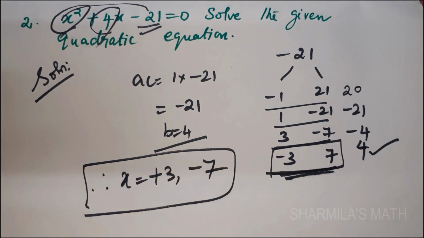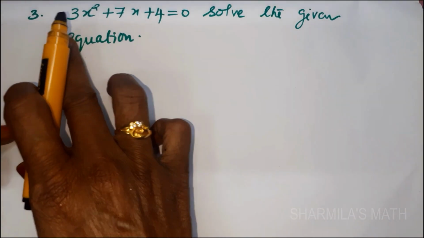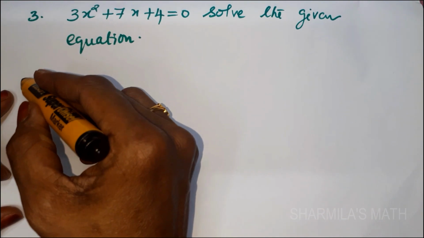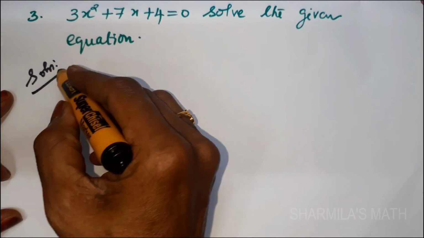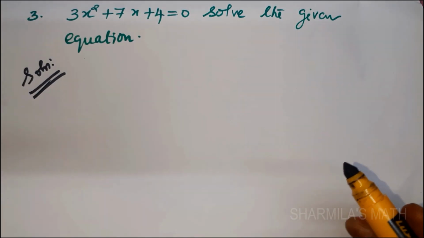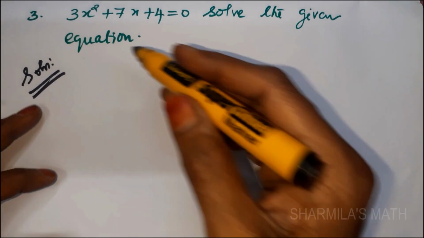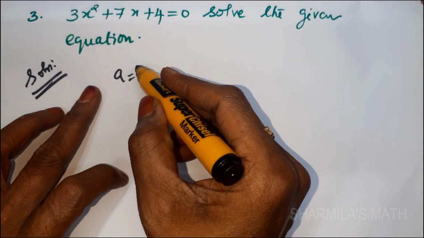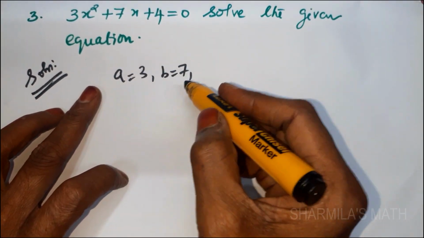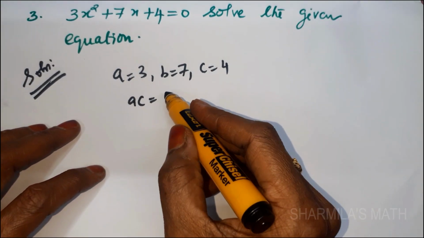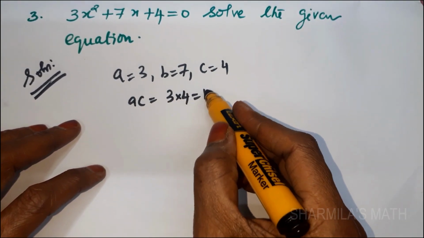Is that clear? The third problem what we have is, we are going to solve the given equation 3x squared plus 7x plus 4. Here the coefficient of x squared is not equal to 1. Therefore directly we are not able to write the roots. So AC, A is equal to 3, B is equal to 7 and C is equal to 4. We have to find AC. AC is equal to 3 into 4, which is equal to 12.